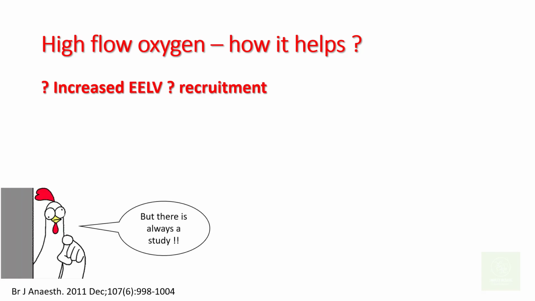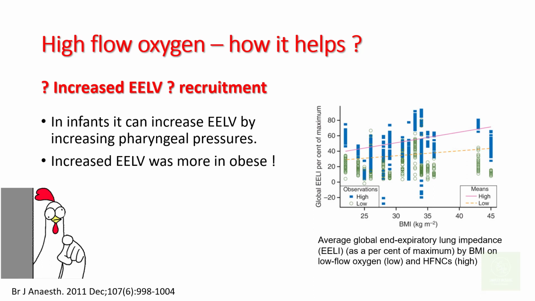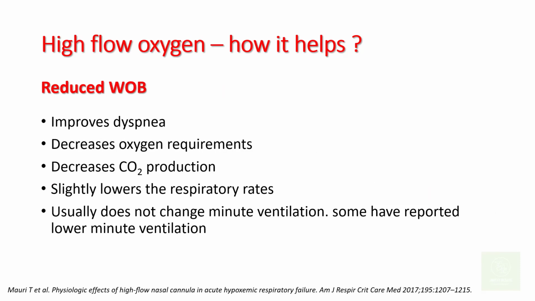Because of the increased nasopharyngeal pressure, high flow oxygen has been hypothesized to increase end expiratory lung volume and may aid in recruitment. However, there are very few studies to corroborate this argument. In infants, it has been shown to increase the EELV by increasing the pharyngeal pressures, and it was more in obese patients. High flow oxygen has also been shown to reduce work of breathing, improve dyspnea, decrease oxygen requirements, decrease CO2 production, lower respiratory rate, and possibly lower minute ventilation.